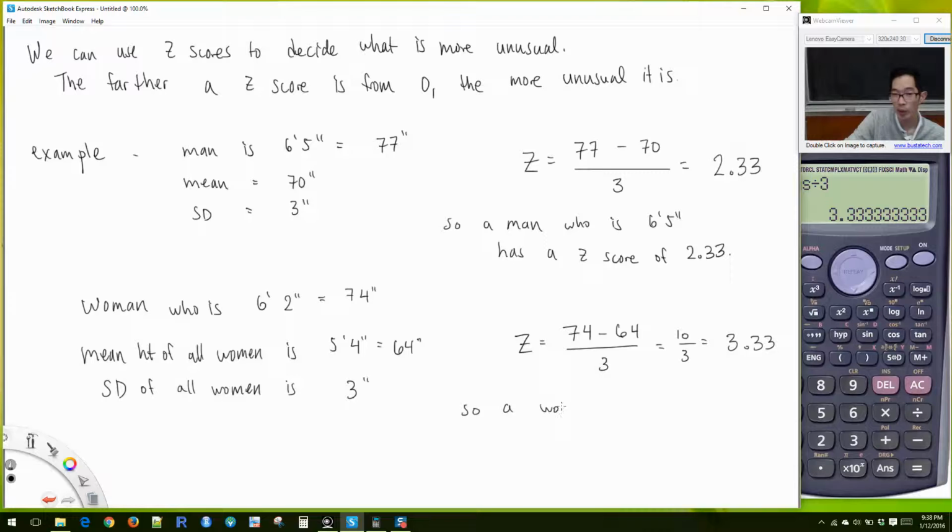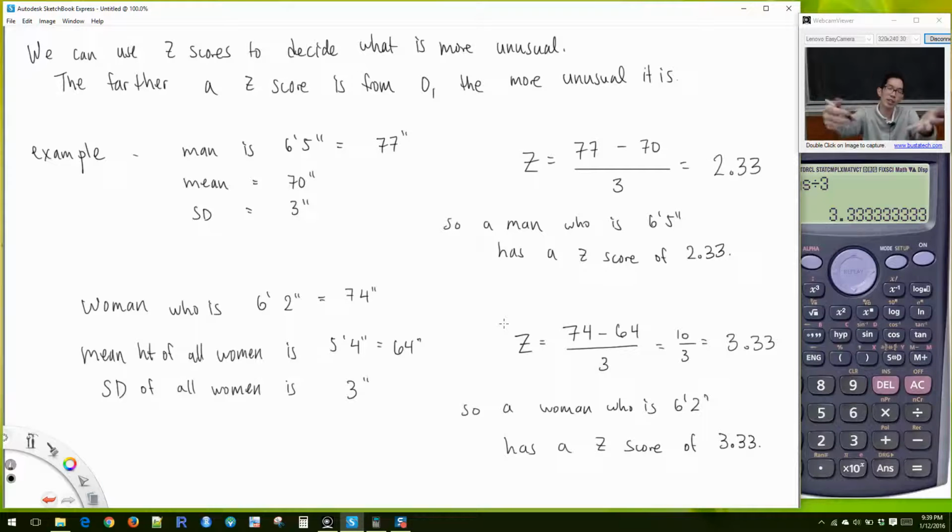So a woman who is 6'2" has a z-score of 3.33. And so indeed, we would say the woman who's 6'2" is more unusual than the man who is 6'5". They are both considered unusual, right? So anything with a z-score of more than 2 or less than -2 might be considered unusual, but anything with a z-score of more than 3 or less than -3 would be considered highly unusual.